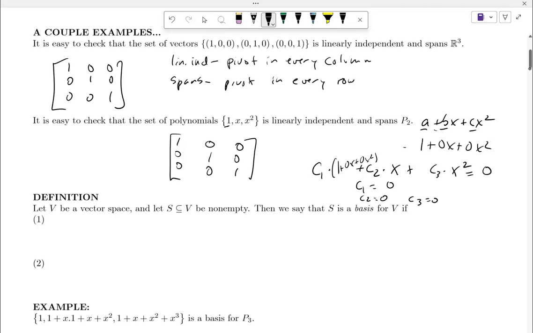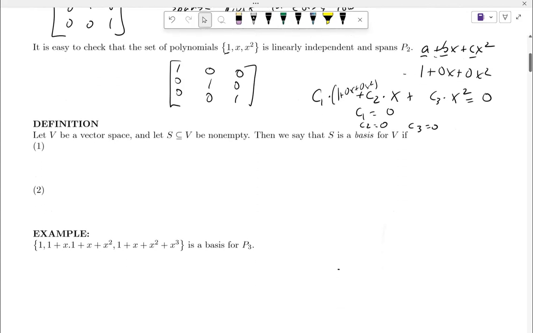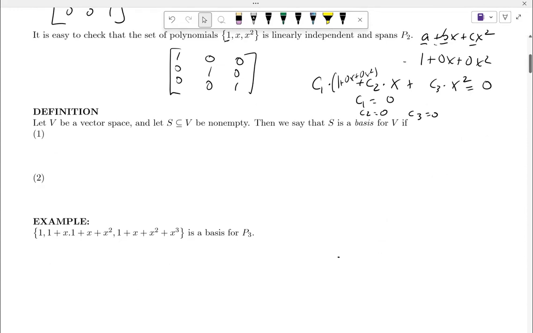All right, so this leads us to the definition of basis, and then we'll play more around with this on Wednesday. If we have a non-empty set, well, actually, technically there is one vector space that has an empty basis, but we'll talk about that. That's a special case. We say that S is a basis for V if 1, S is linearly independent, and 2, S spans V. A basis is a linearly independent spanning set for the vector space.